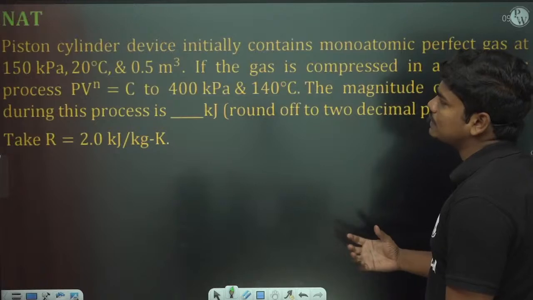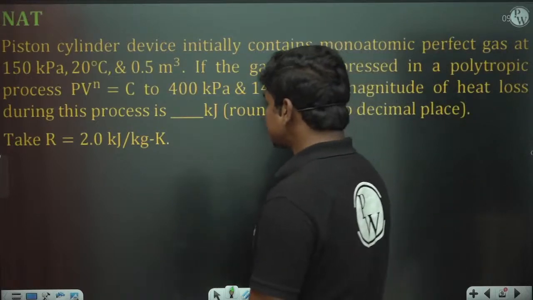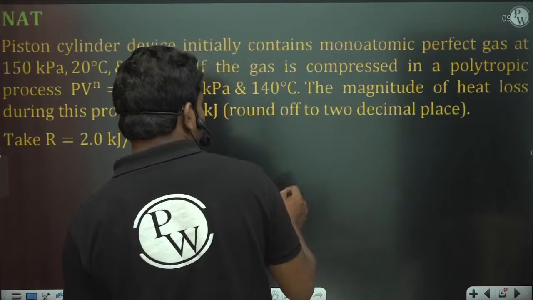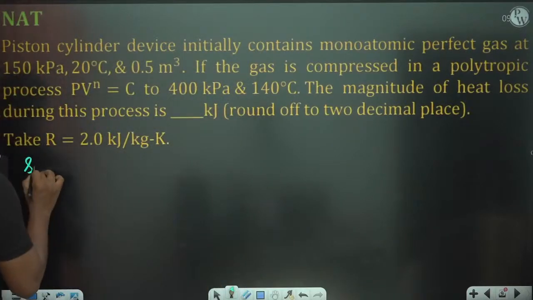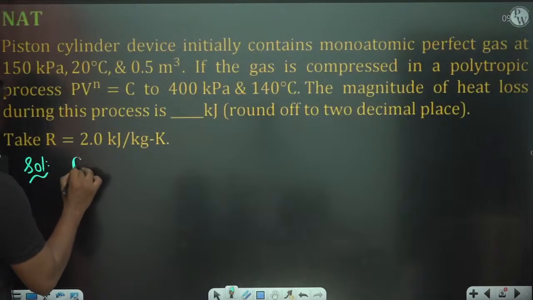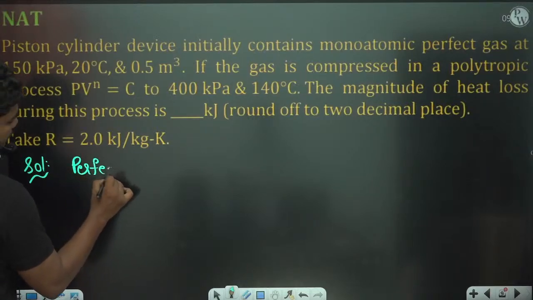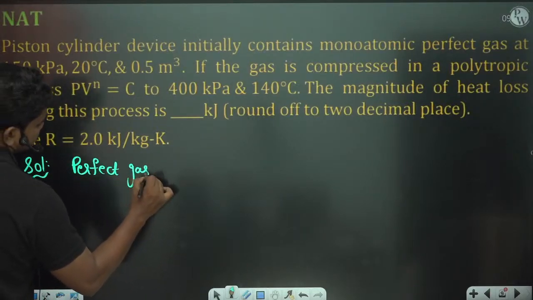Fine, so let us go for this question. A piston cylinder device initially contains a monoatomic perfect gas. So let us write: perfect gas is there in the piston cylinder, and this is monoatomic.